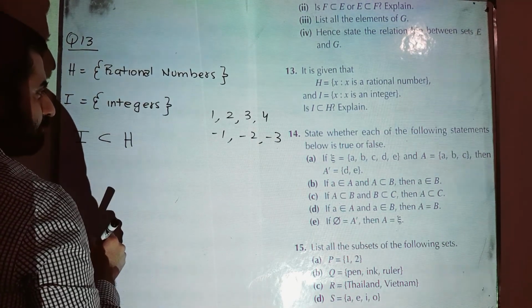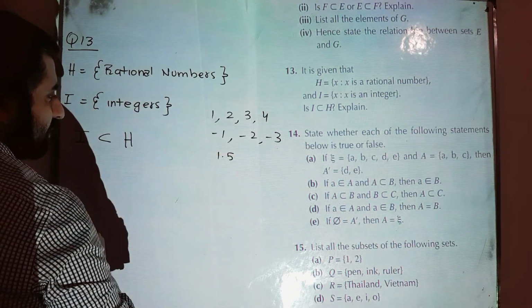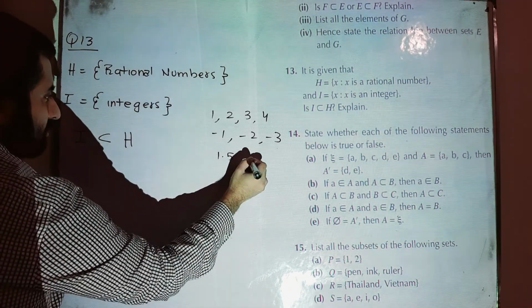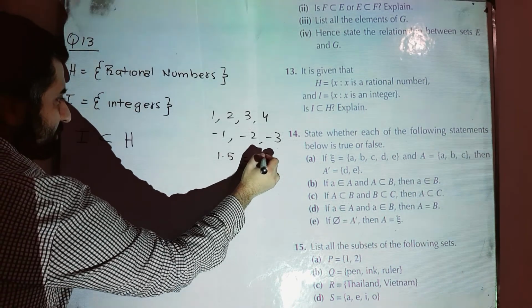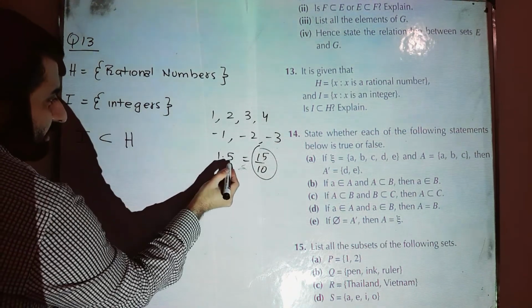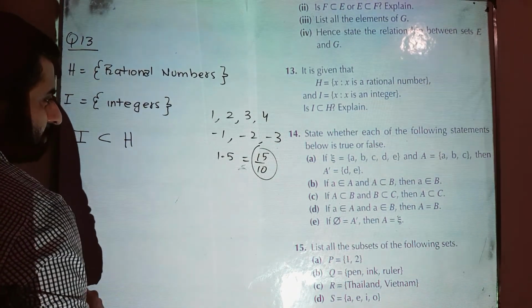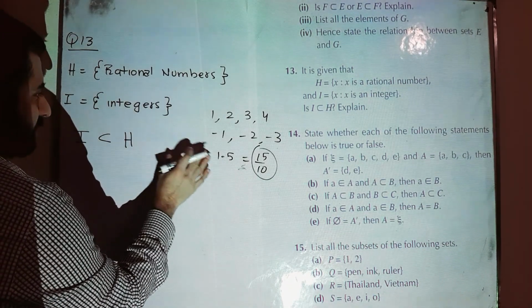On the other hand, 1.5, that is rational because that is 15 by 10, right? P over Q form, and that is terminating. After decimal you have got one digit, that is terminating decimal. So this is not an integer, basically.